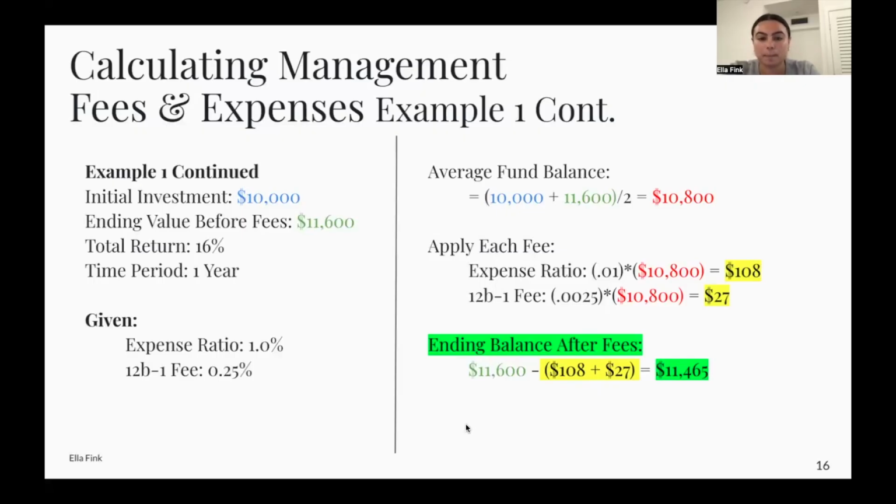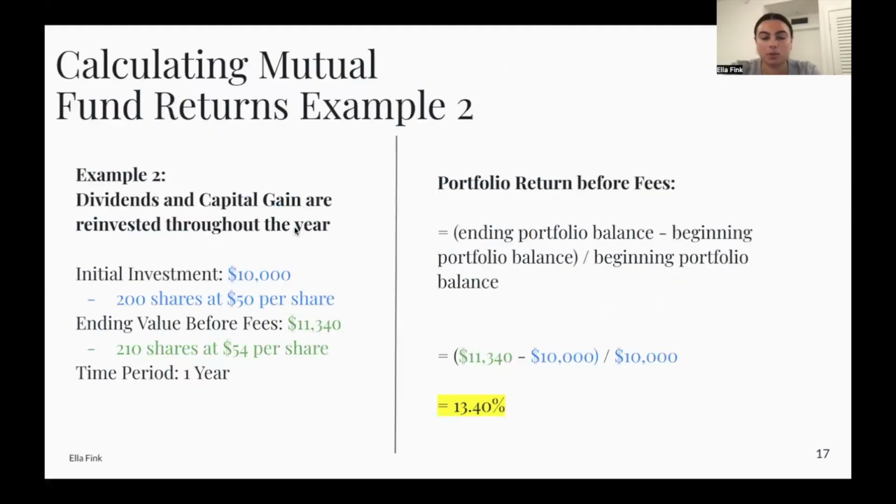$11,465. Now in this next example, we're going to assume that our dividends and capital gains are reinvested throughout the year. So our initial investment again is going to be $10,000, and we're told that our ending value before fees is $11,340. Now we're going to use this simple formula of ending portfolio minus beginning portfolio balance, divided by beginning portfolio, to get the change. So 11,340 minus 10,000, all divided by 10,000, is going to give us a 13.4% change.